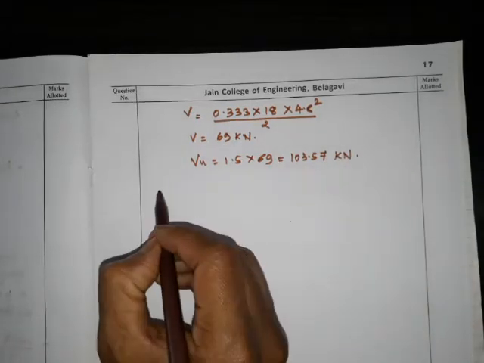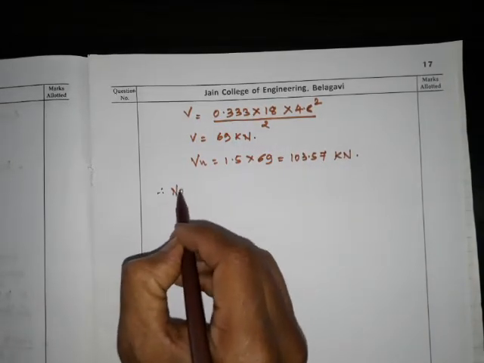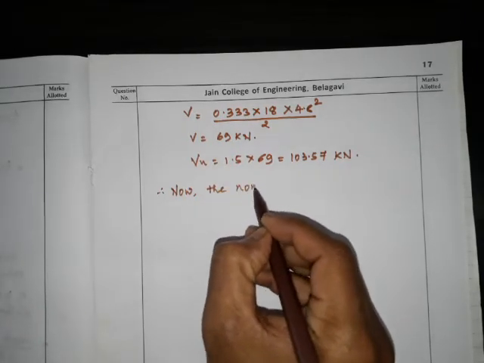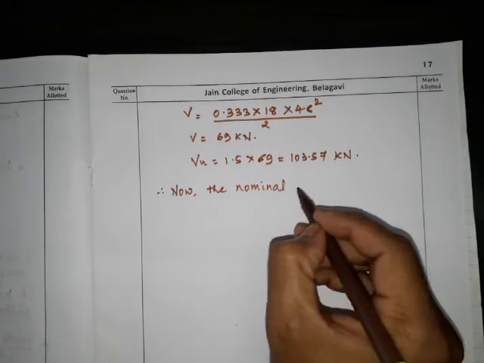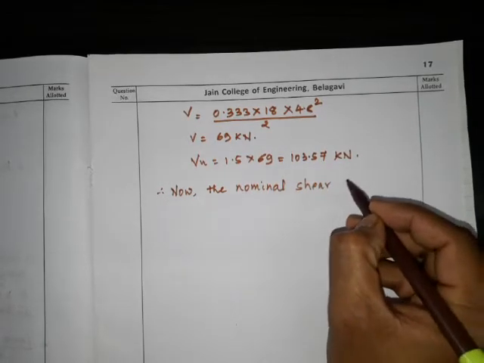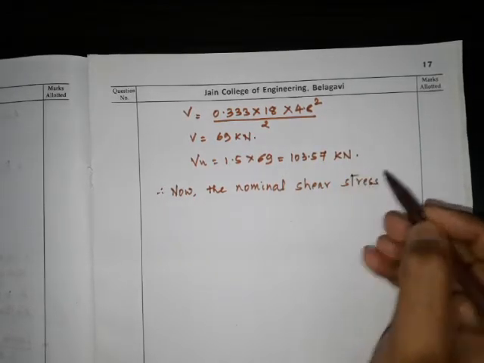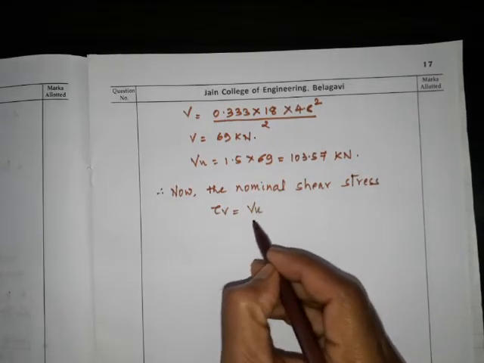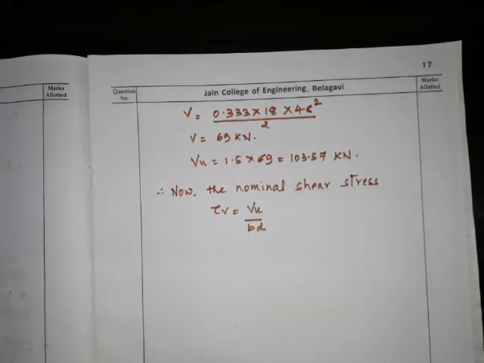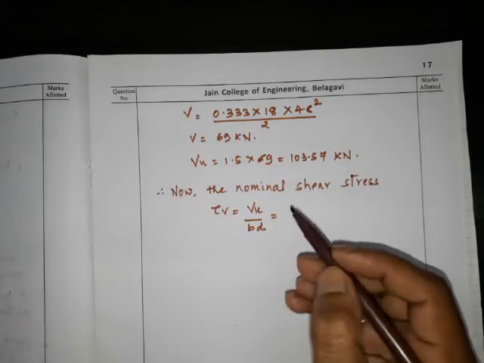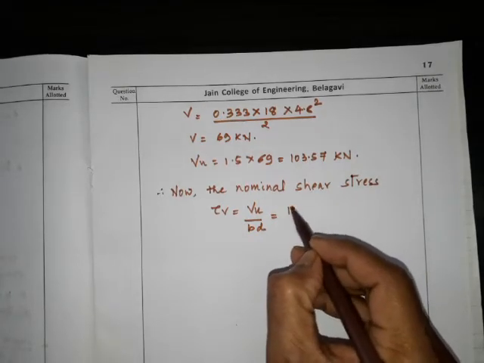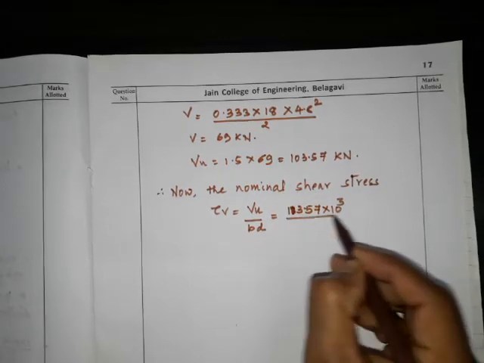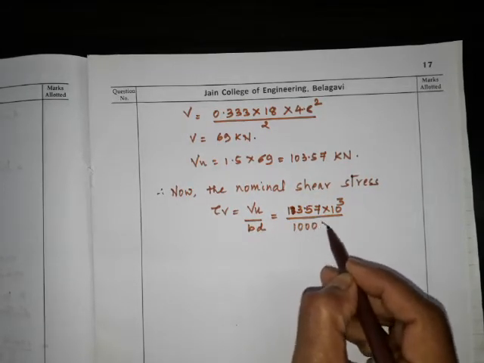So therefore now the nominal shear stress tau V is equal to Vu by Bd. So we have got Vu is 103.57 into 10 to the power 3 divided by B is 1000 and D is 400.